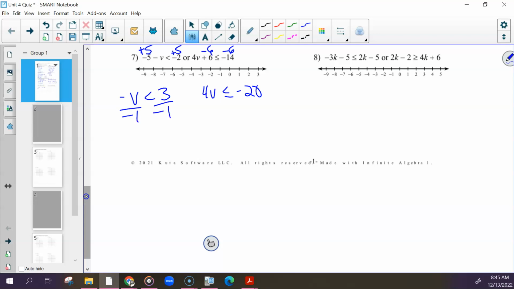So divide this one by -1, this one by 4, so that b is greater than -3, and b is less than or equal to -5. So that would be a closed circle at -5 going to the left, and an open circle at -3 going to the right. Questions on that one?